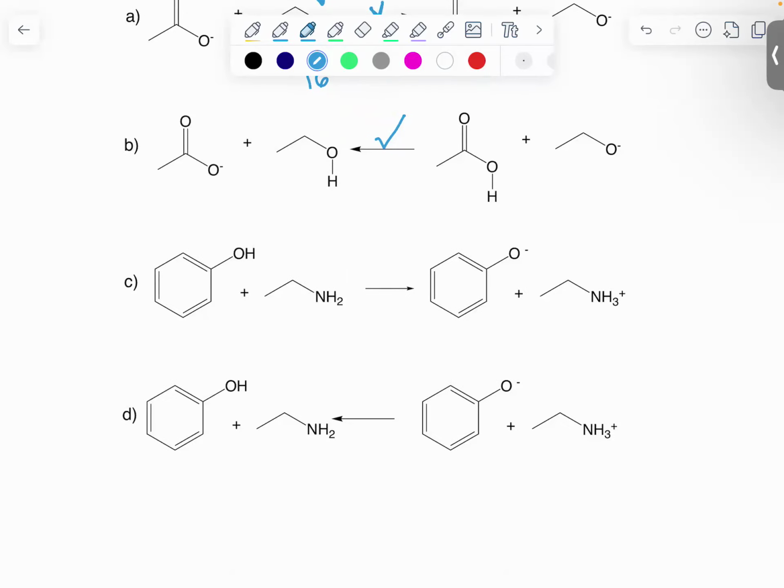So C, what functional group is this? Is it just an alcohol? Is it just an alcohol? Yes, no? It is not. It's a phenol. What is the pKa of a phenol? 10. What is this? Any takers?